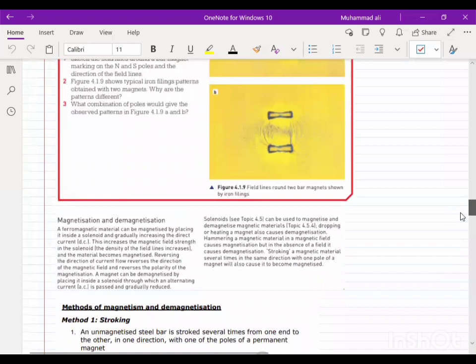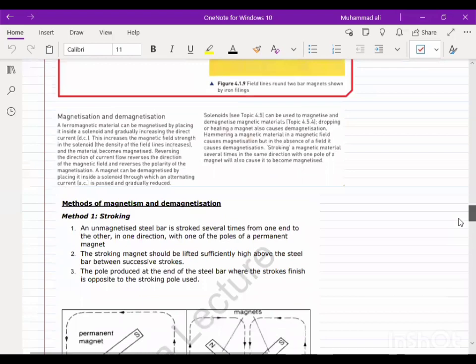If you want to magnetize a magnetic material, you place it inside the solenoid and connect the solenoid to a DC supply. Because of that, magnetism is induced in it. So this is what you can do.